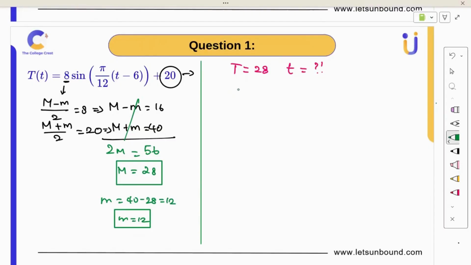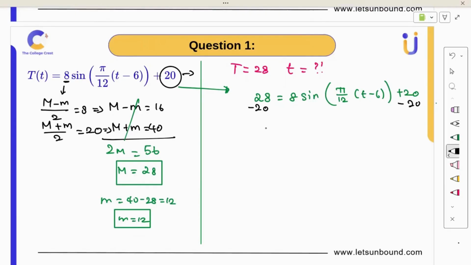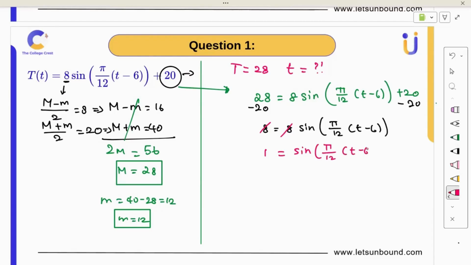So you plug in this equation: 28 equals 8 sine of pi by 12 times t minus 6, plus 20. Solve for small t. Subtract 20, you get 8 equals 8 sine pi by 12 times t minus 6 plus 0. And 8 will get cancelled here. You get 1, don't put 0, equals sine pi by 12 times t minus 6.